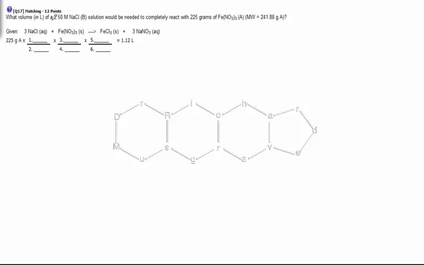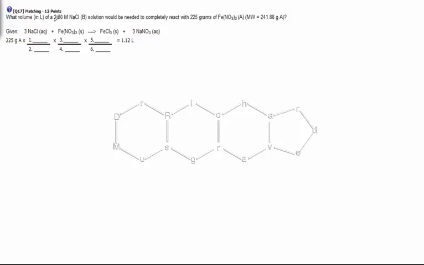So it's this problem: what volume in litres of a 2.50 molar NaCl solution would be needed to completely react with 225 grams of Fe(NO3)3 solution? And what we're looking at here is a two substance type problem. So we've got an A and a B substance. And what I'm saying here is that A is what we're starting with and B is what we want.